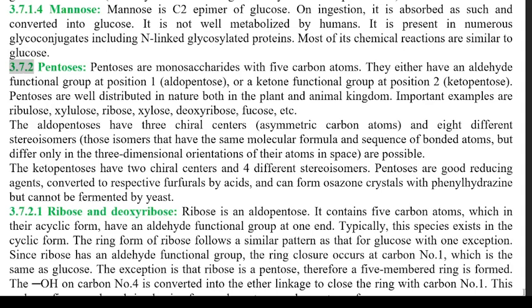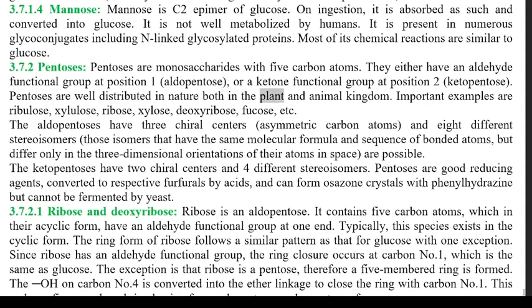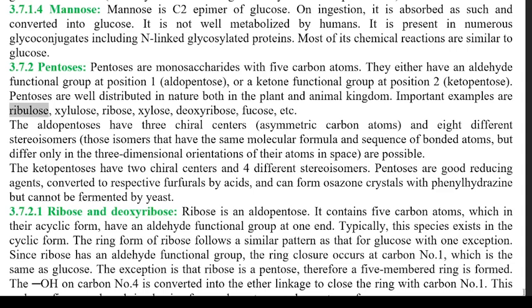3.7.2 Pentoses. Pentoses are monosaccharides with 5 carbon atoms. They either have an aldehyde functional group at position 1, aldopentose, or a ketone functional group at position 2, ketopentose. Pentoses are well distributed in nature both in the plant and animal kingdom. Important examples are ribulose, xylulose, ribose, xylose, deoxyribose, fucose, etc.